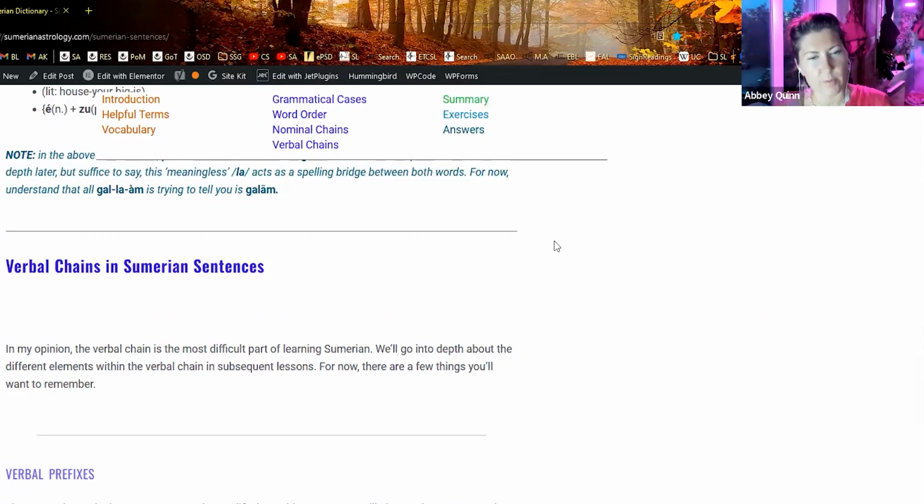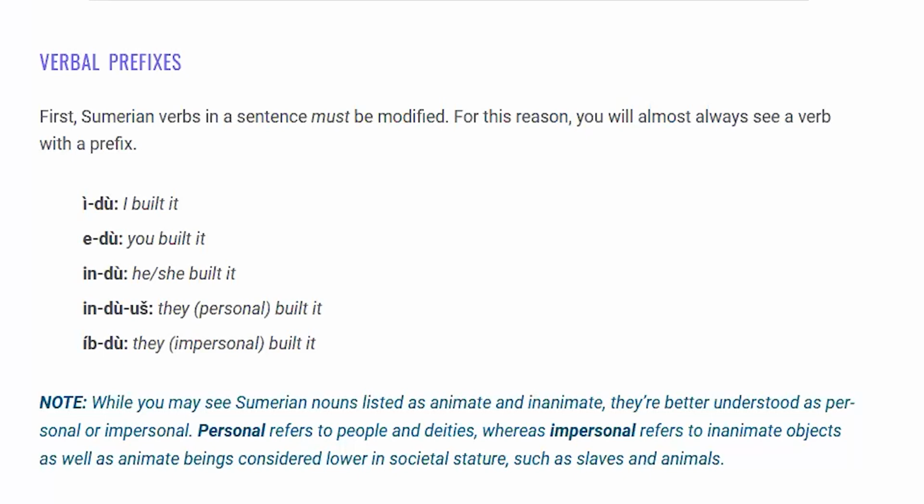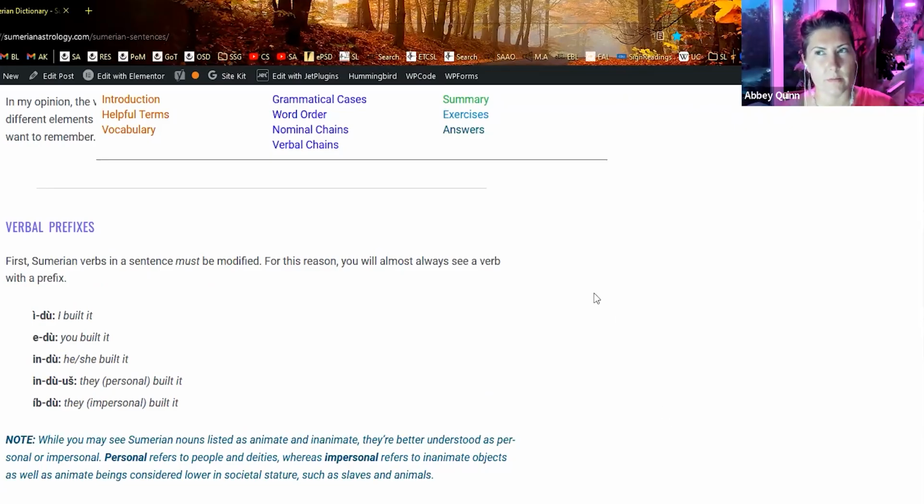Verbal chains in Sumerian sentences. In my opinion, the verbal chain is the most difficult part of learning Sumerian because there is so much information in it. We will go into so very much depth later on. For now, here are a few things that you're going to want to remember. First and foremost, Sumerian verbs in a sentence must be modified. For this reason, you will almost always see a verb with a prefix. If you don't, probably because the text was destroyed or damaged or somebody was asleep on the job.